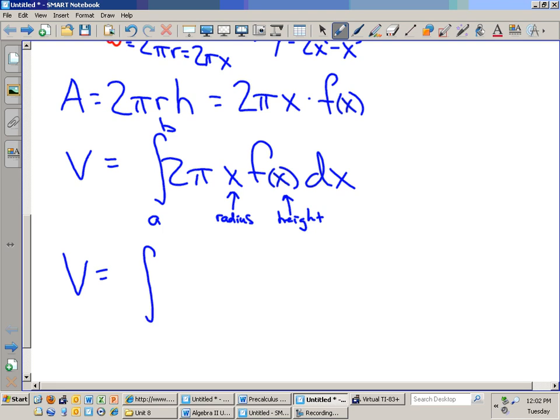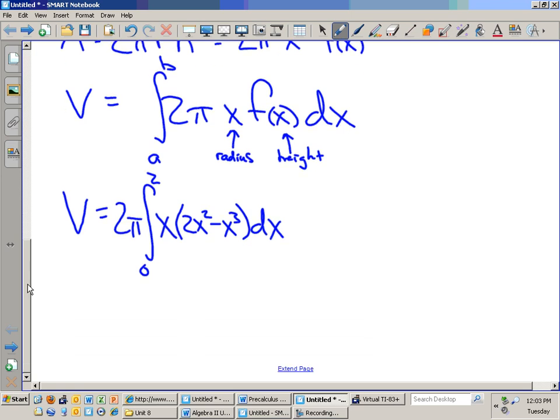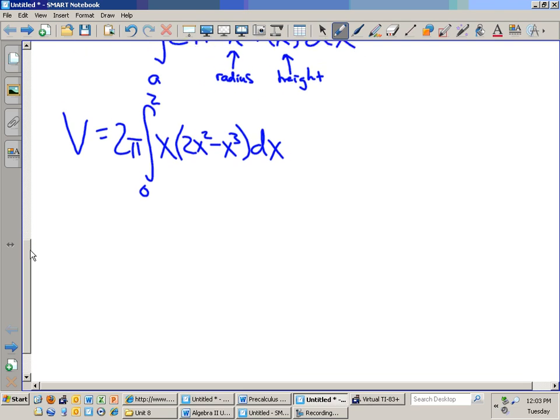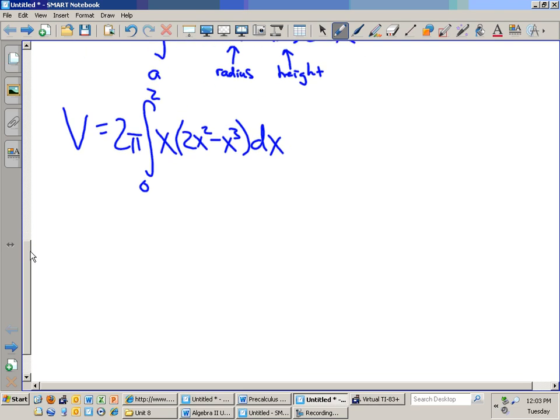Let's look at our original problem. What are our bounds of integration? 0 to 2. What can I do with that 2 pi? Move it out front. My radius is x. What is the height of the rectangle going to be? The function, which is 2x squared minus x to the third, dx. There we have it. I've set up my integral. Now we just evaluate it.